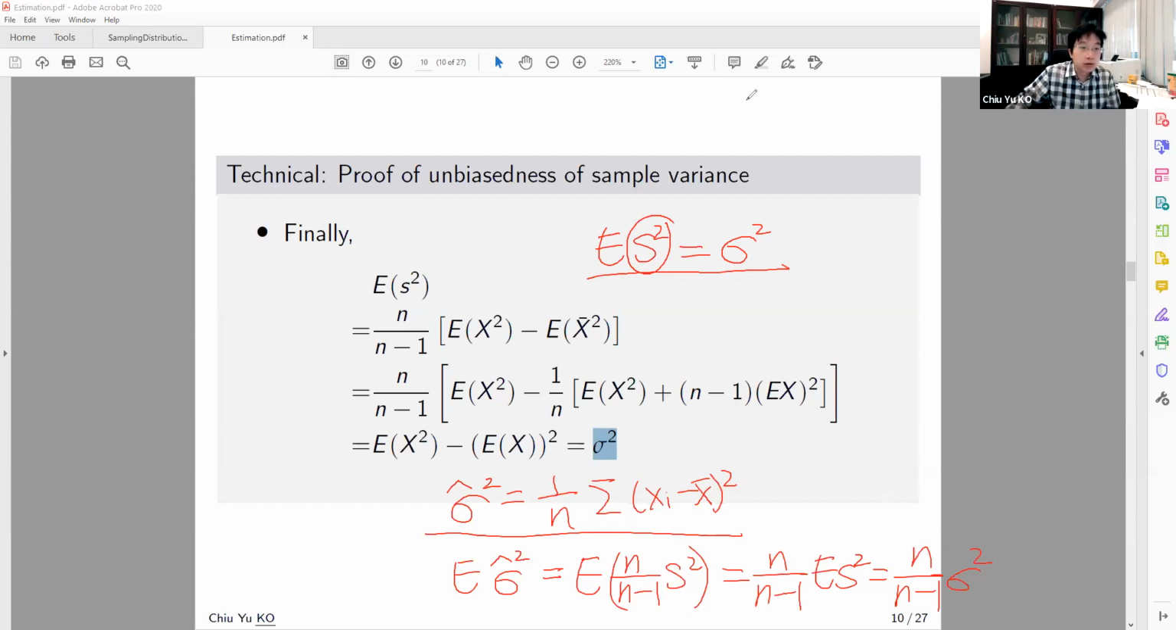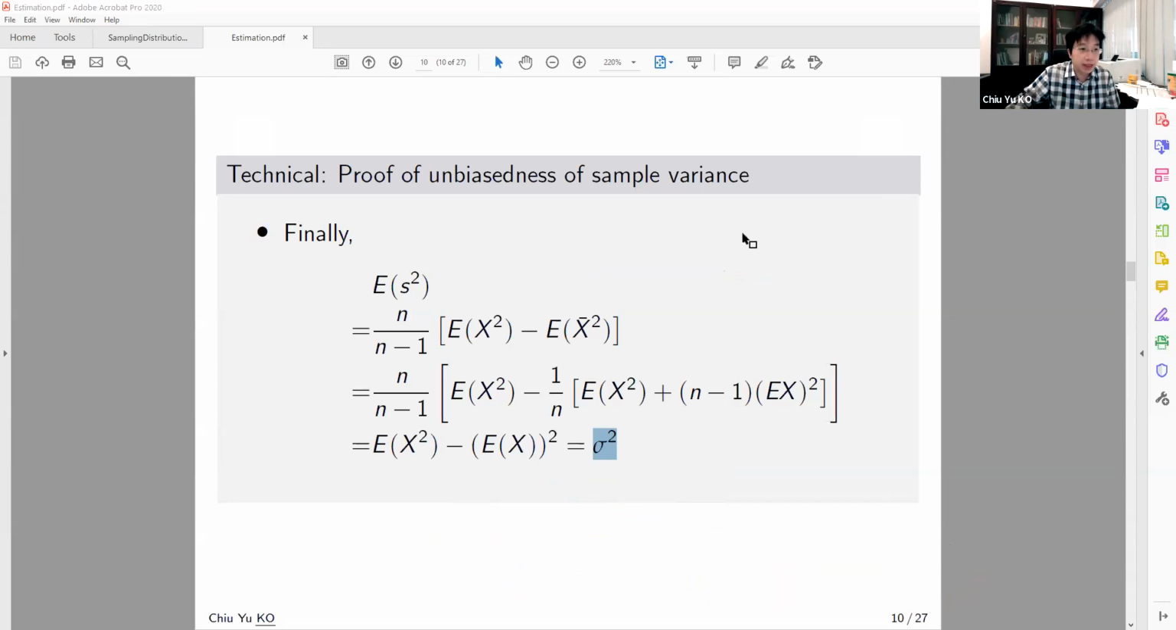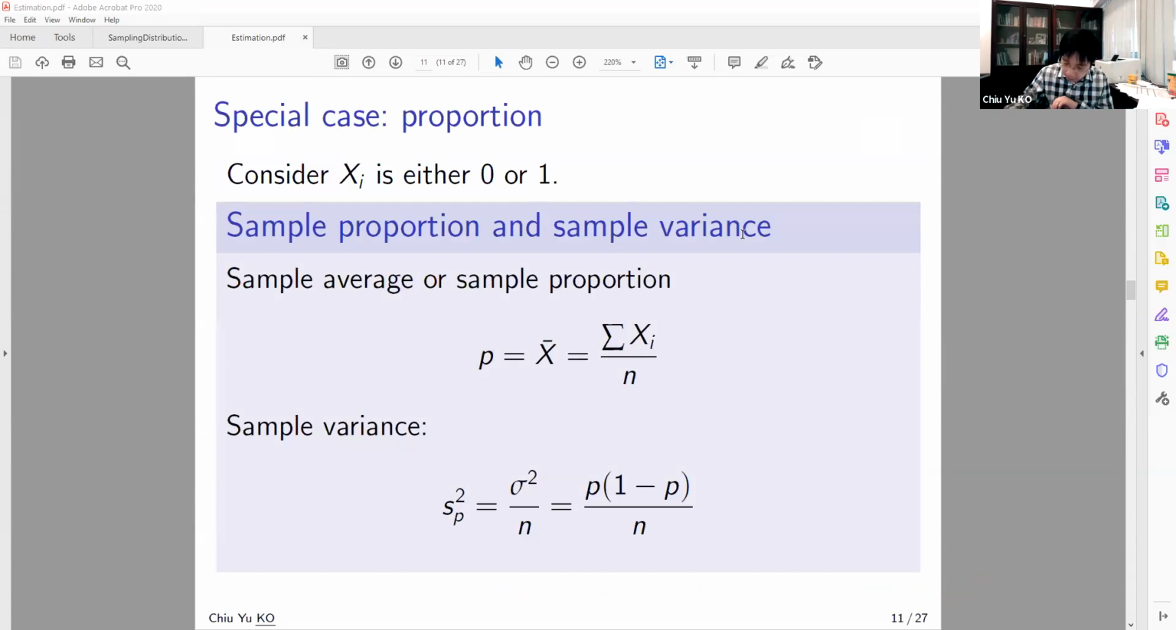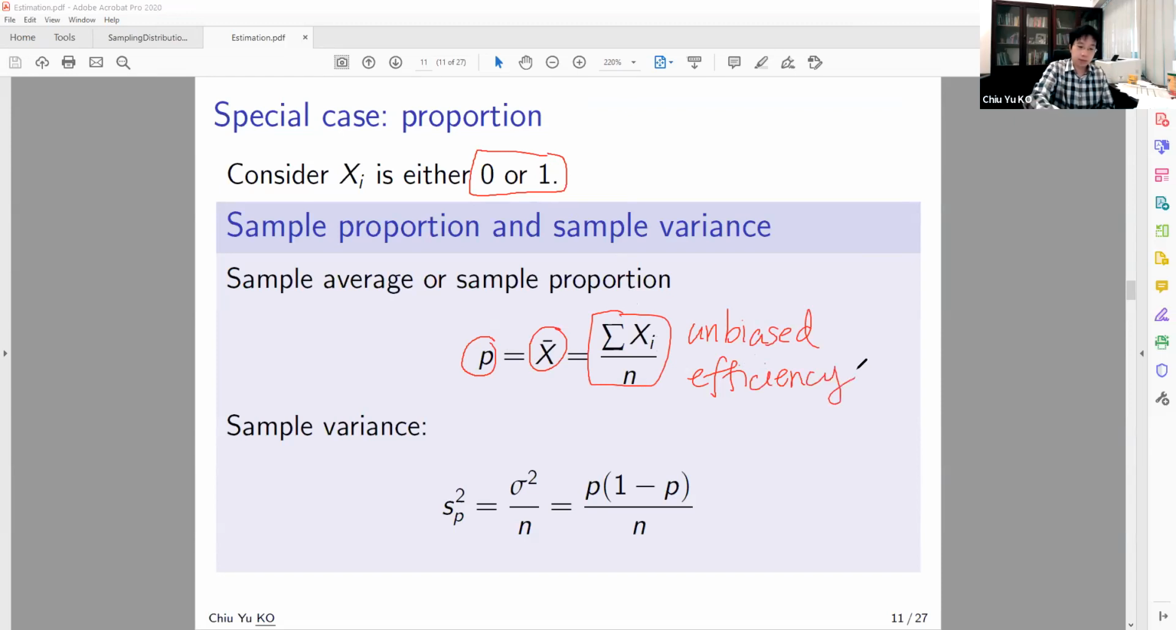Okay, so if no further question, then we go to a special case, which is proportion. Proportion means the value is either 0 or 1. In that case, there's nothing more to say, because we have shown the sample mean is unbiased. Now, a special case, but everything still holds. This is still unbiased, and it's still efficient.